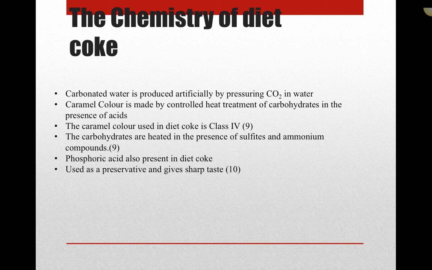It's an ingredient in Diet Coke. It's used as a preservative and gives the sharp taste to Diet Coke. Phosphoric acid has the molecular formula H3PO4 and contains phosphorus. The reason why this is important is because phosphorus plays an important part in the human body, as it's involved in the respiration process in the production of ATP.